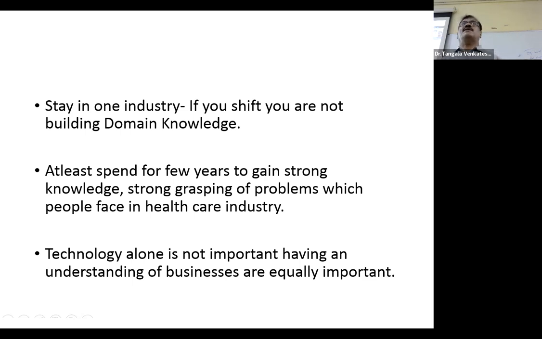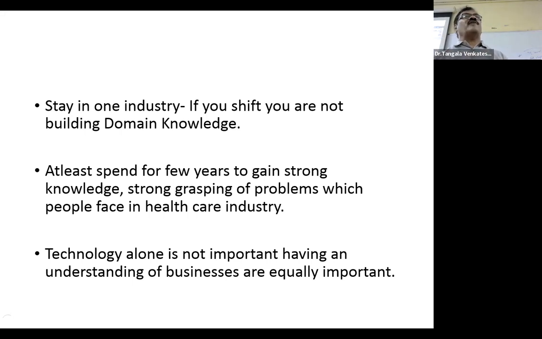Today you can see every big hospital is automated in a big way, right from taking the OP to the time you vacate the hospital room. Everything is automated. Many of you might be thinking that a BTech student need not have business understanding. But you need to have it.